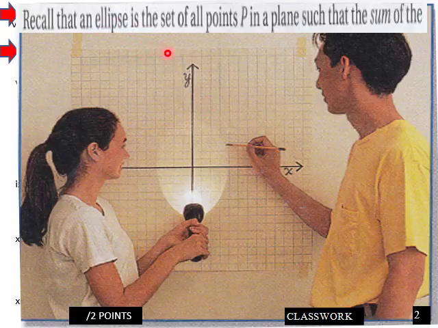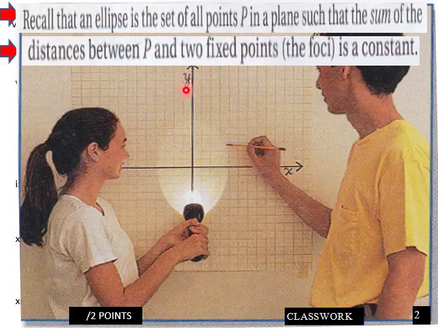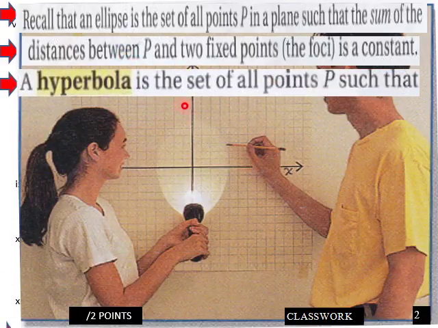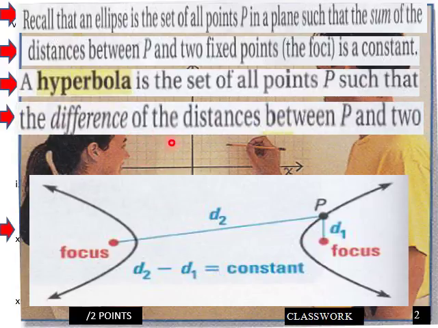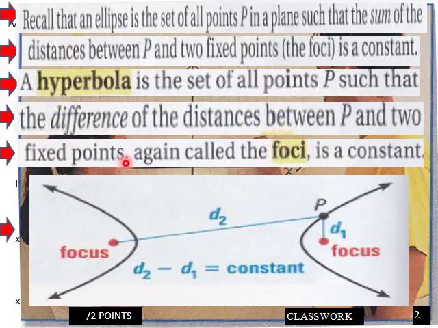Recall that an ellipse is a set of all points P in a plane such that the sum of the distances between P and two fixed points is a constant. A hyperbola is a set of all points P such that, and then here's our hyperbola, d2 minus d1 equals a constant. The difference of the distances between P and two fixed points, again called the foci, is a constant. So we have a different kind of constant here than with ellipses. We have a difference instead of a sum.